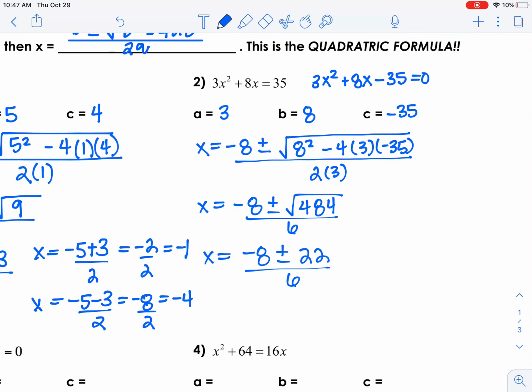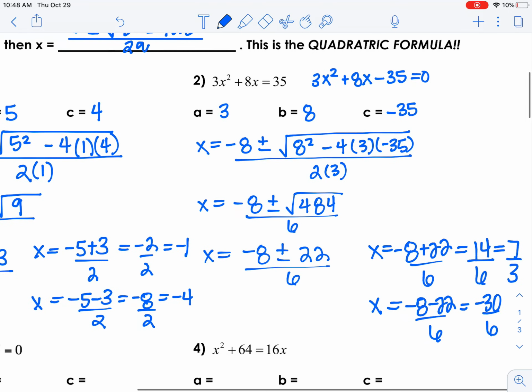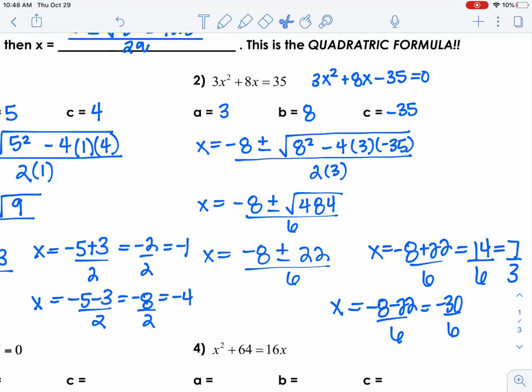Okay, to solve this, I'm going to say x is negative 8 plus 22 over 6. Well, negative 8 plus 22 is 14. Is that right? Yep. Over 6, which is 7 over 3 if you want to simplify. Or x equals negative 8 minus 22 over 6 is negative 30 over 6, which is negative 5. Okay, awesome.